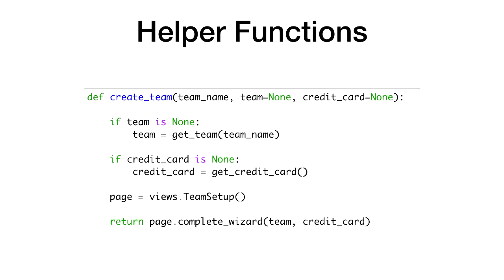I've also found that it's useful to build helper functions for common tasks so you can reuse code between tests. A lot of tests need a user that's part of a team. So here's a helper function to just create the team. You can pass in some parameters, or it'll just generate some defaults. So we can get a team, get a test credit card to use, go to the team setup page, and just complete the wizard right away.